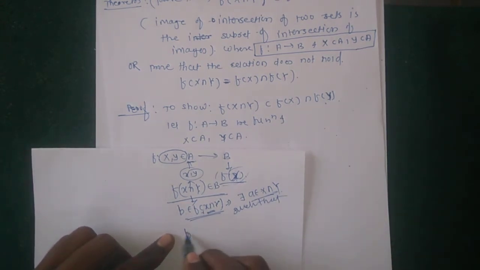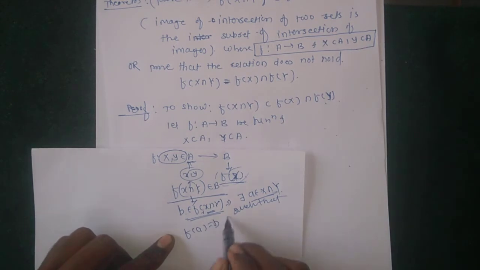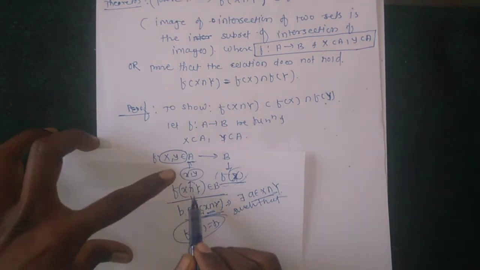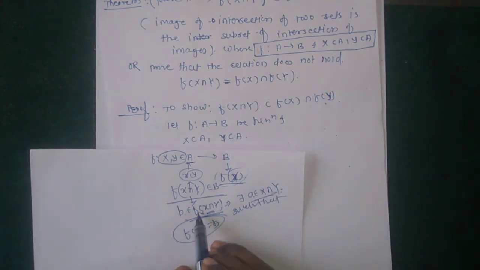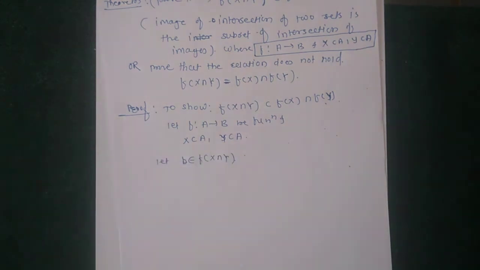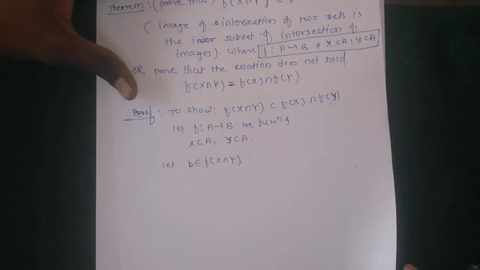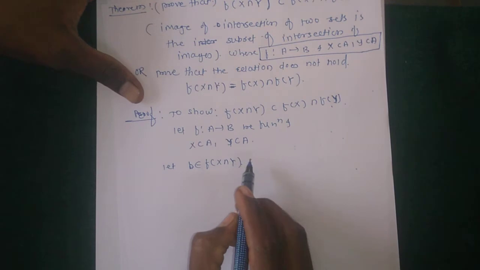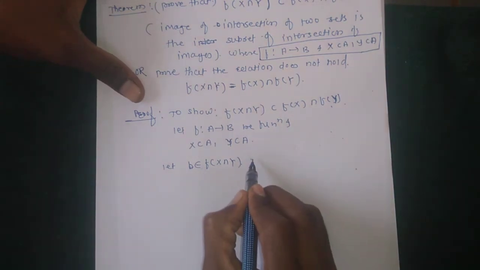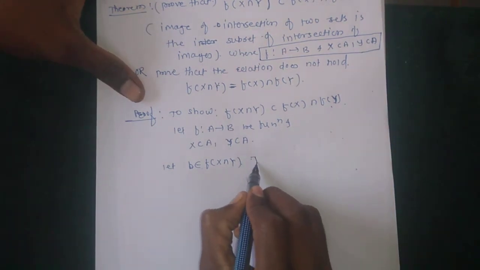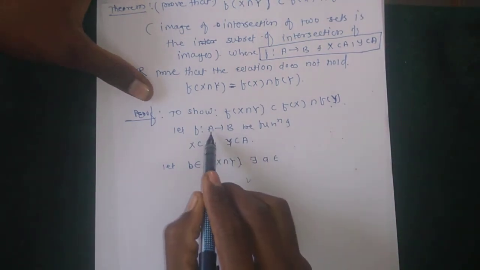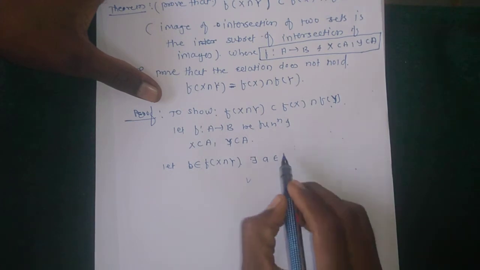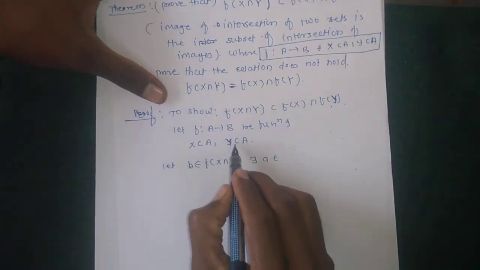Therefore f of a is equal to b. This means at least one element exists in X intersection Y whose image also belongs to f of X intersection Y. So using this criterion, choosing one element from f of X intersection Y, at least one element exists in the domain, meaning X intersection Y.